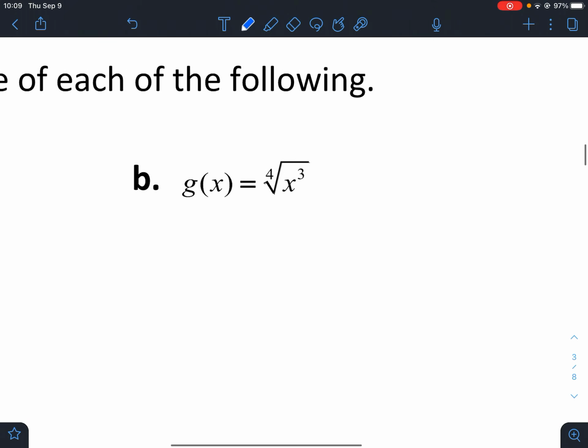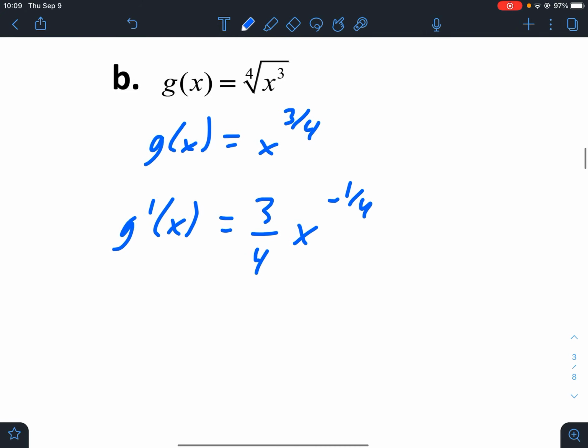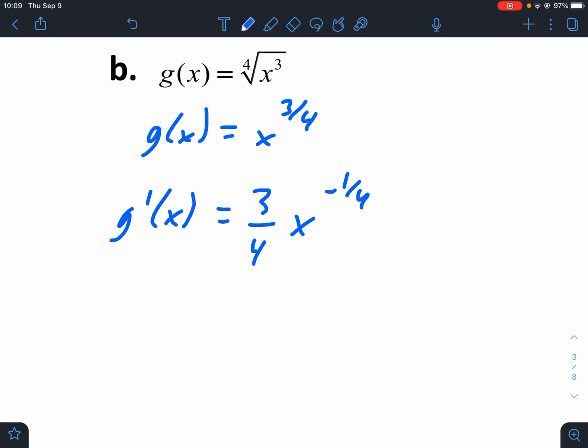For b, we can't really do this yet, so we've got to rewrite this as x to the 3/4 power, and now we can use the power rule. So g prime of x would be 3/4 x to the 3/4 minus 1, which is negative 1/4. Now normally we don't like to have negative exponents in our final answers, so we need to rewrite this as 3 over 4x to the 1/4.